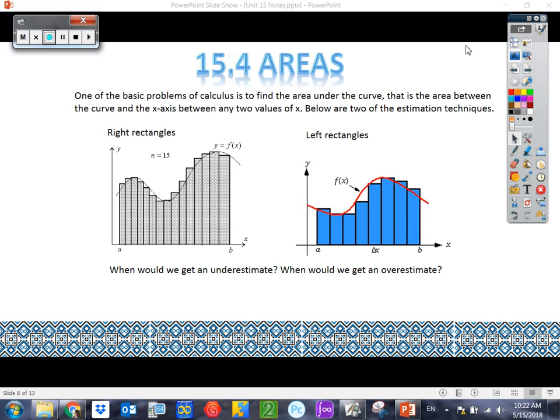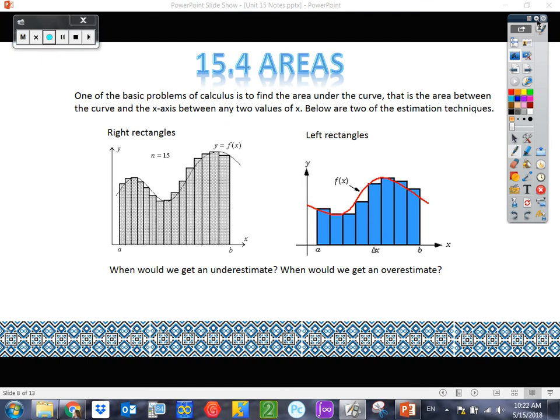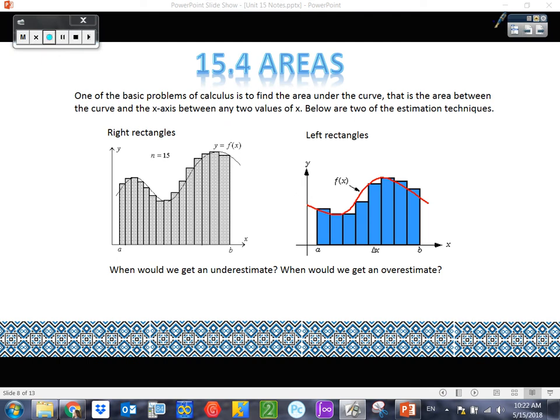Okay guys, let's take a look at today's lesson. Today we're going to be working on another calculus concept where we actually estimate the area under a curve.